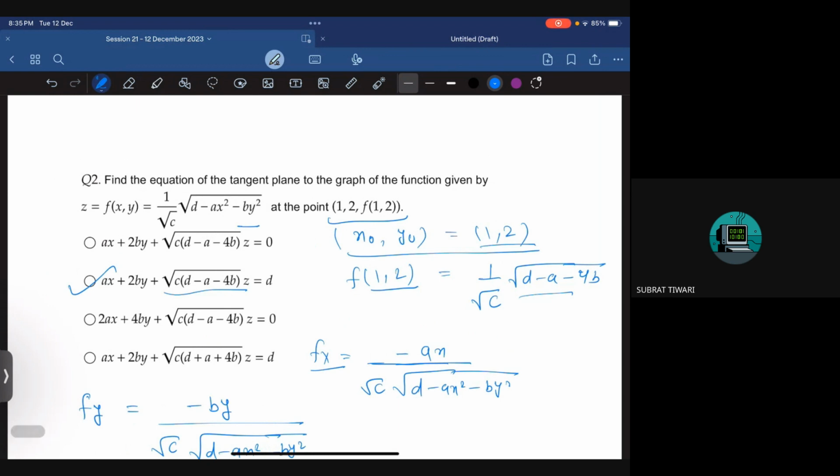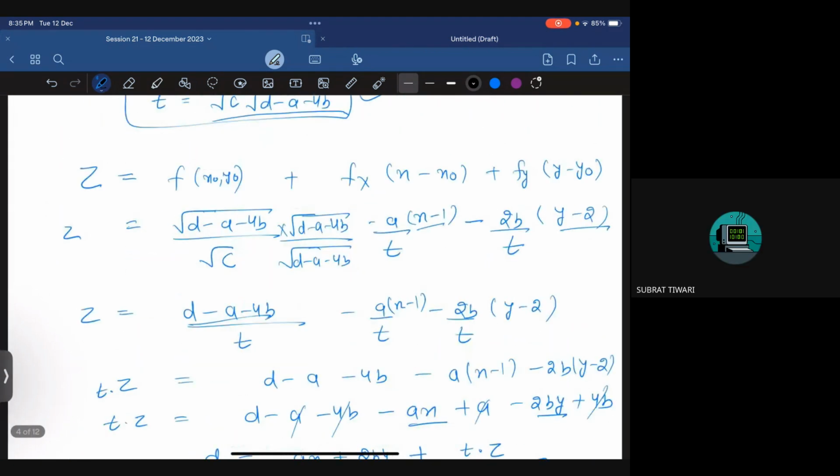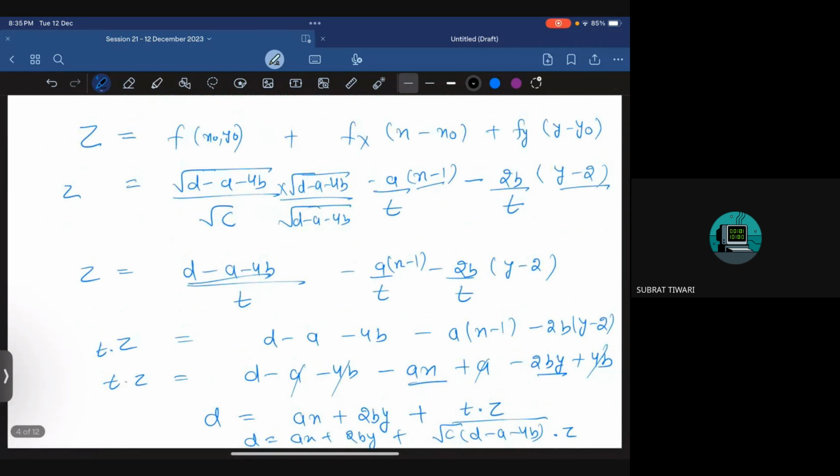Sir, here we have to find the equation of the tangent plane, right? Yeah. So like this d is equal to this. This is the equation, right, sir? Yeah, correct. Okay, this is the equation that you got.